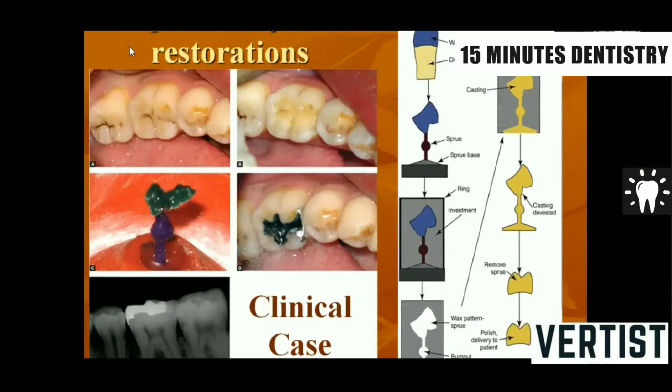Steps in cast restorations. Here, clinically, there is a molar and there is a cavity. There is caries on the mesial surface of the tooth. At the next step, a class 2 cavity with a box and occlusal preparation is prepared. In an inlay cavity, the next step is to obtain a wax pattern. A wax pattern is made with the help of pattern wax. Pattern wax is a chapter in dental materials which all of us are aware of.